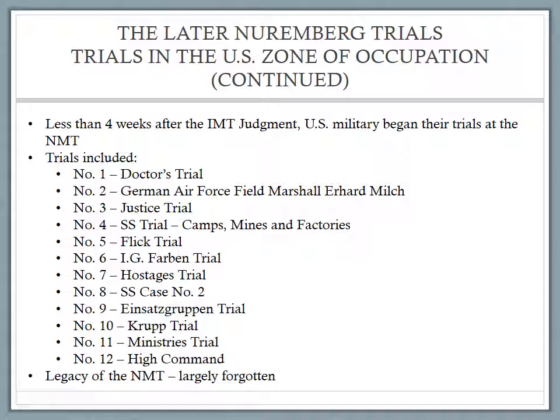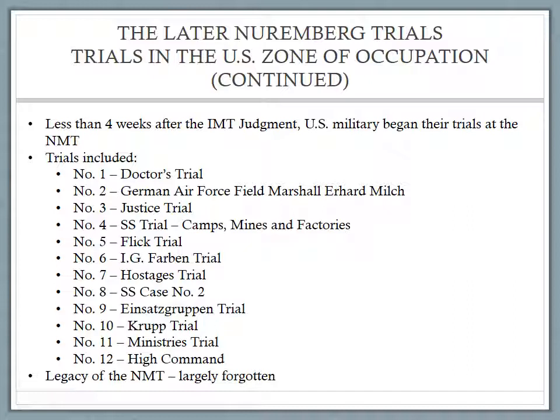Now, originally, the plan for the NMT was to hold at least 36 trials. But by the time 1949 rolled around in 1950, the world was a really different place than it had been shortly after the war. Communism was flooding through Eastern Europe, and the Iron Curtain had come down. Germany was now becoming a friend to the Allies, and the Soviet Union was now the enemy.